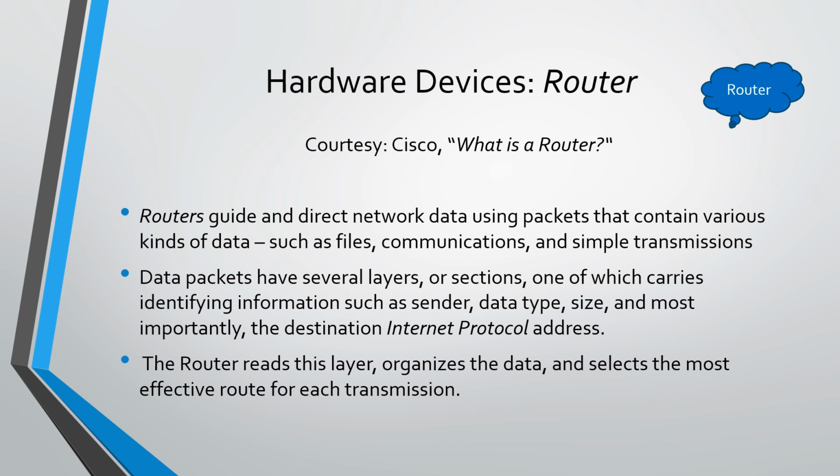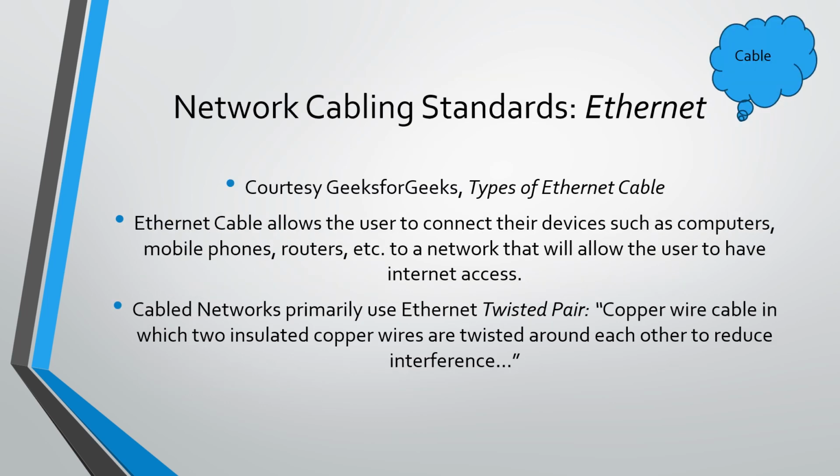Now that we've talked about 2 common, frequently used network hardware devices, let's move forward to talk about how we connect these devices to the network. Network cabling standards, Ethernet. Ethernet cable allows the user to connect their devices such as computers, mobile phones, routers, etc. to a network that will allow the user to have internet access.